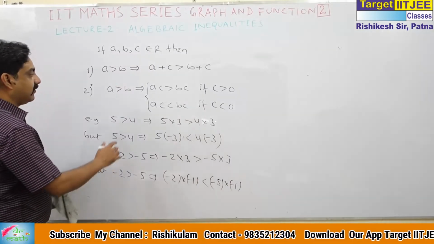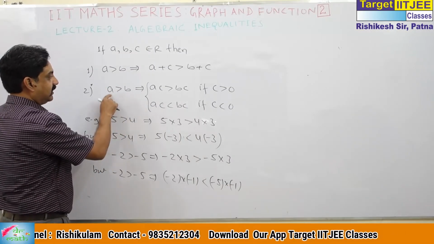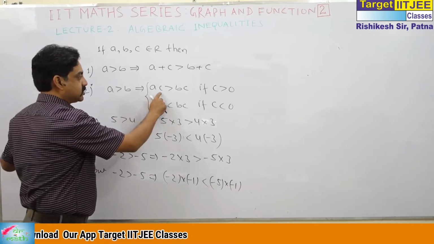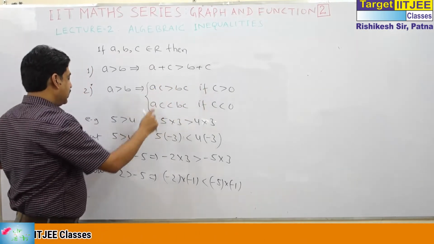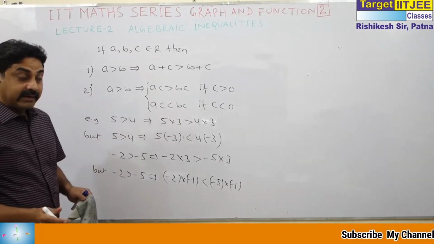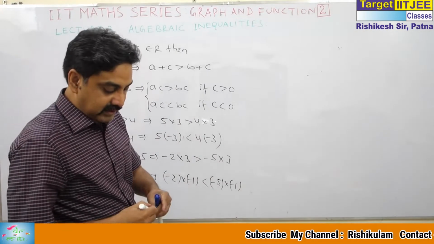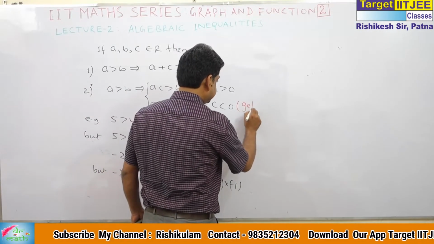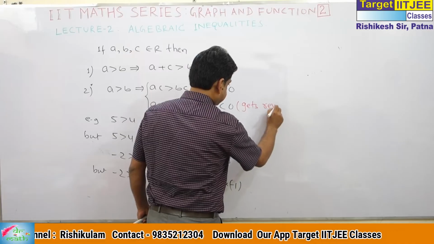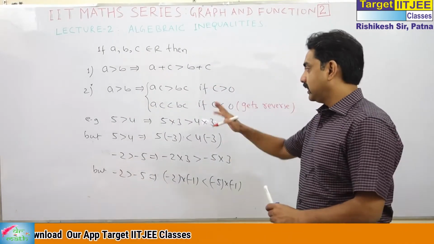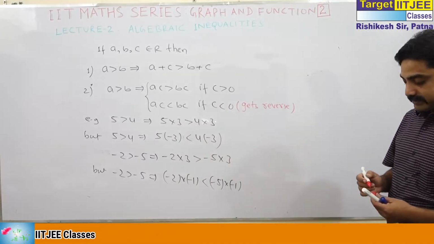So it doesn't matter whether A or B is positive or negative. What matters is that when we multiply by a positive quantity, the inequality remains the same. When we multiply by a negative quantity, the inequality gets reversed. This term is important. Reversed means greater than becomes less than, and less than becomes greater than.